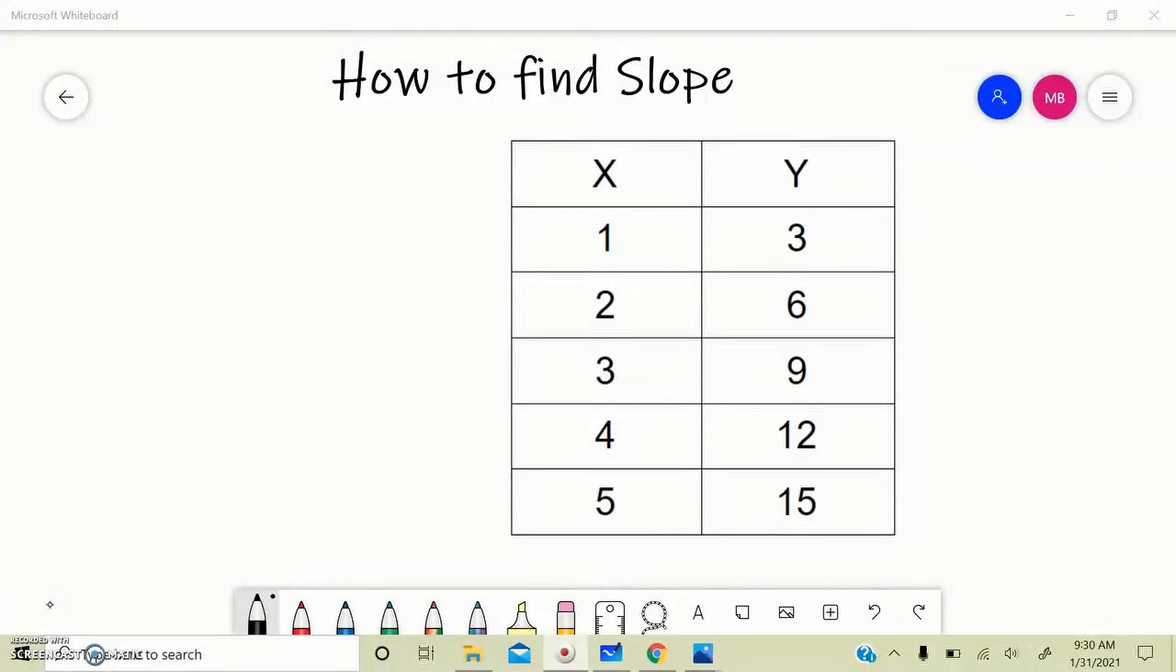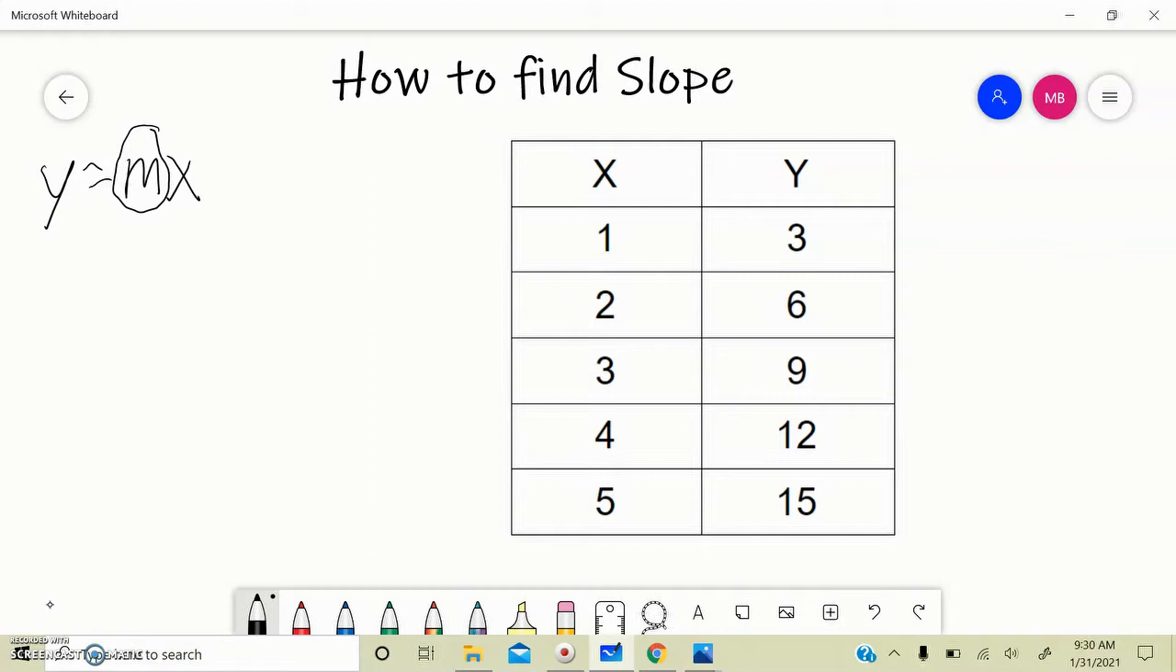So, today we're going to be discussing how to find slope by looking at a table. So first we need to know, what is our slope? Well, when we were looking at our word problems, we were generally using our equation y equals mx. Well, this letter m is going to be our rate of change.